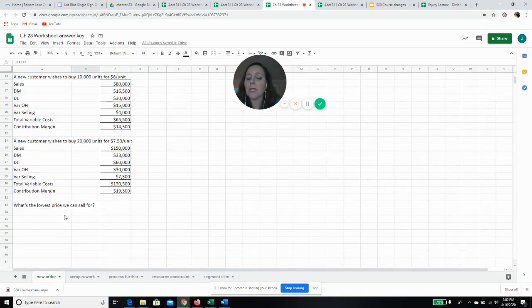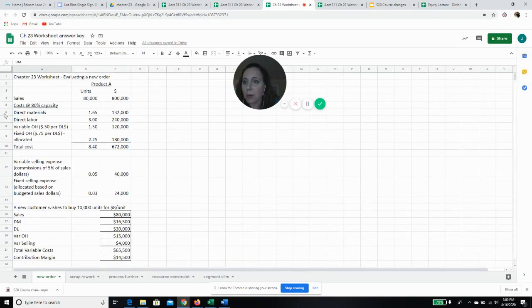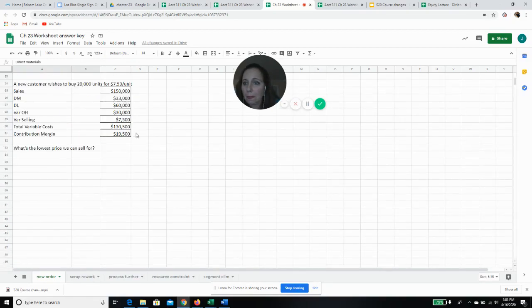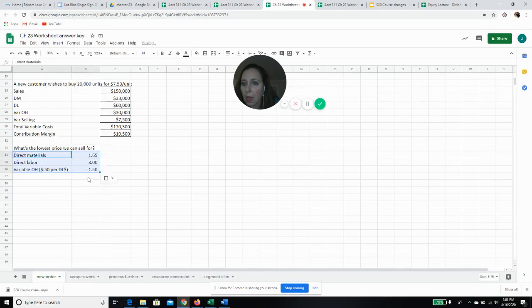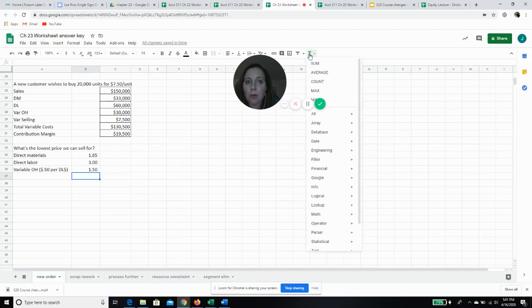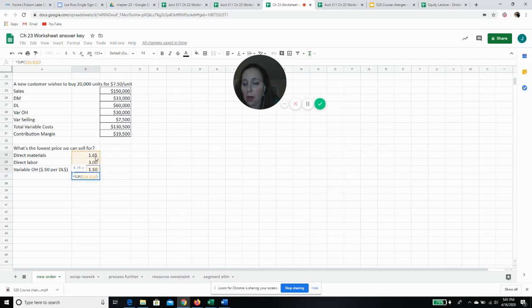All right, so what's the lowest price we can sell for, assuming we don't have these capacity issues? So if we want to do that, then we have to figure out what our total costs are. Okay, so we'll just, in fact, let's copy and paste this from up here. So what are our total per unit variable costs? And we find out that our variable product costs are $6.15.